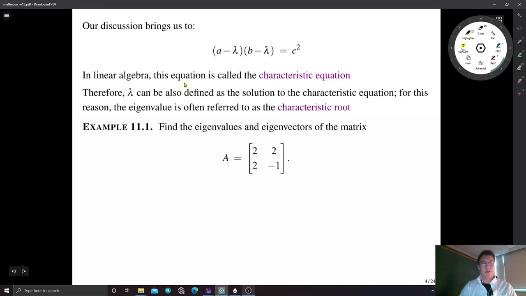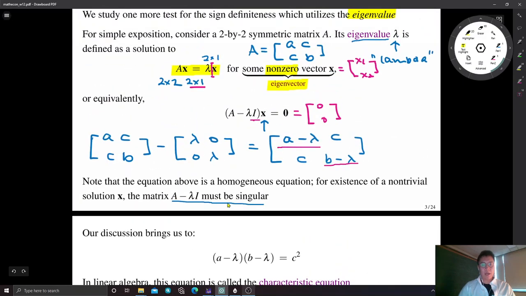In linear algebra, this equation is called the characteristic equation. So another way to define eigenvalue lambda is as the solution to this characteristic equation. For this reason, eigenvalue is often referred to as the characteristic root. Characteristic root is another name for the eigenvalue. So eigenvalue and characteristic root indicate the same thing. You can easily anticipate this.